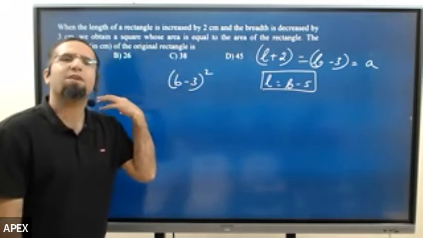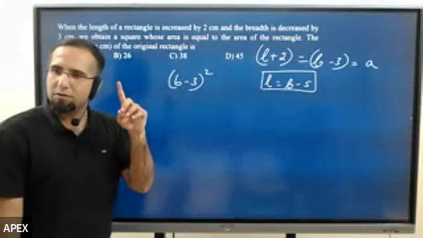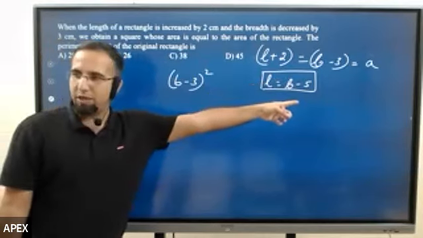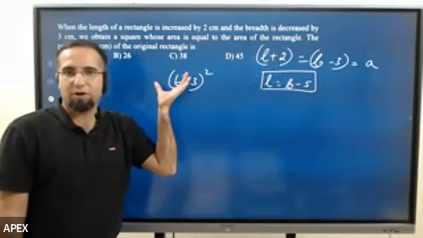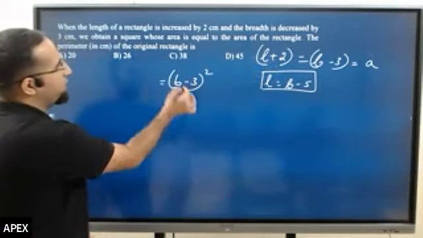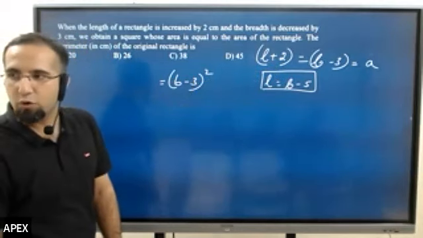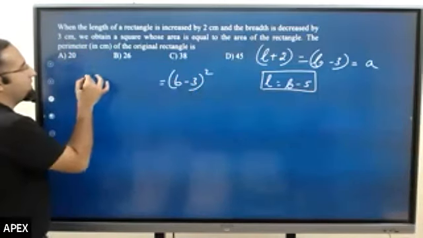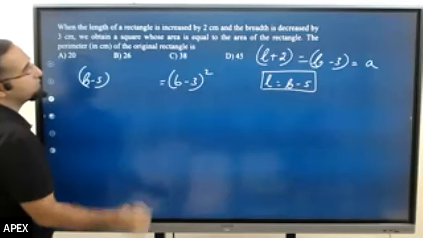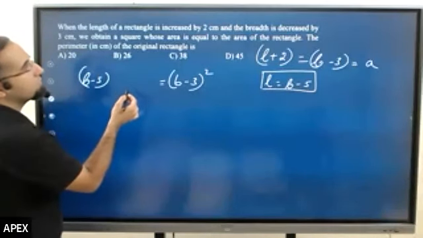Because I have only one equation: area of the square is equal to area of the rectangle. If I have one equation, I want one variable. I converted L in the form of B. So the side of the square I'll also take in the form of B, is equal to the area of the rectangle. What is the area of the rectangle? Length into width. Now length is equal to B minus 5. And what is width? Width is B only.